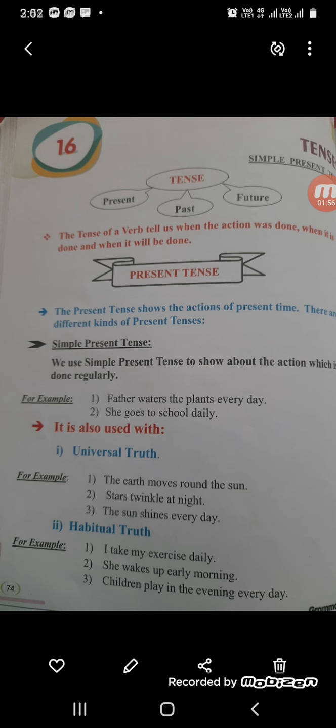Now I am going to show you some examples. See it very carefully. The moon shines at night. It is a habitual action that every night the moon shines. So what is the verb over here? Shine, chamakna. That is the verb. And when we add s to that verb, it becomes simple present tense for habitual actions.